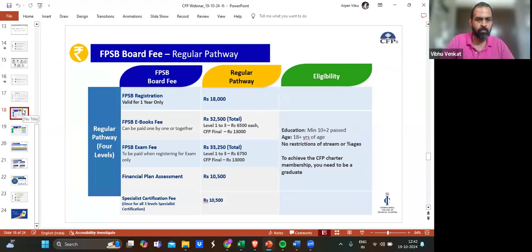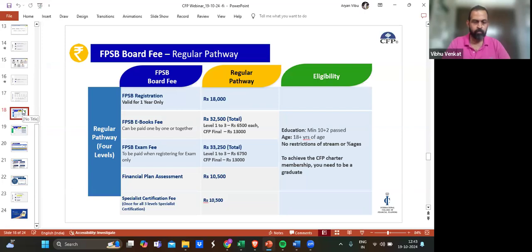Okay, so the board fee for the regular pathway would be close to 1,04,000 rupees, where we will provide you a coupon on the content subscription once you apply to subscribe to the content from FBSP. Although we provide the content, it is mandatory by the board that you also subscribe to their own content. That fee is 32,500 rupees, where we will provide you a coupon where you will be able to save 50%. That is close to 16,250 rupees.